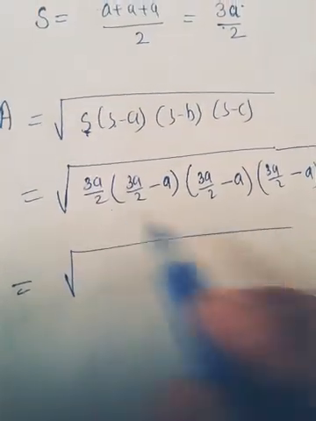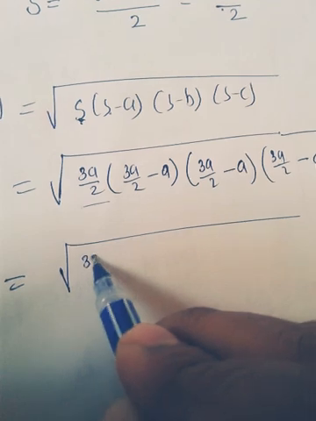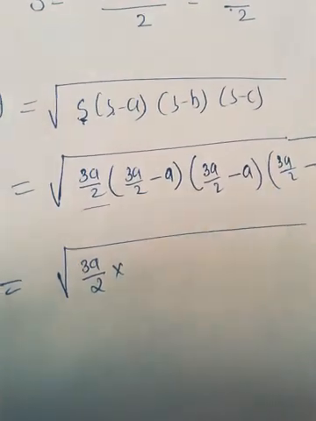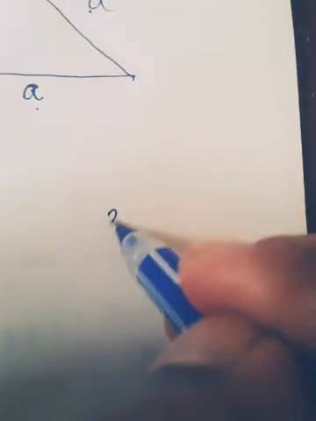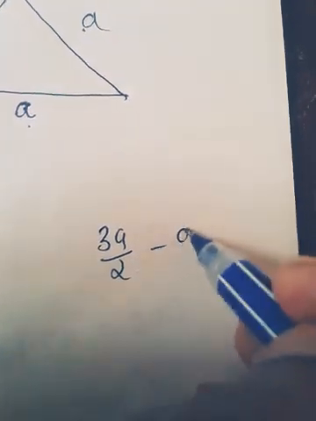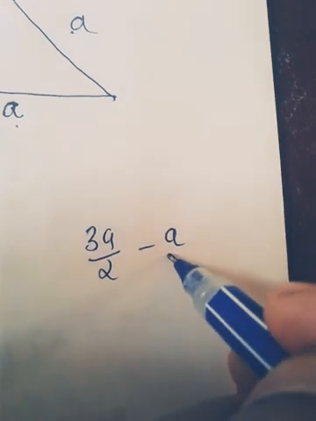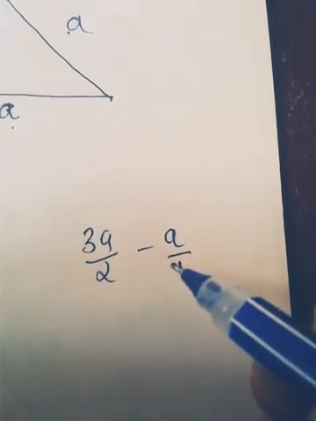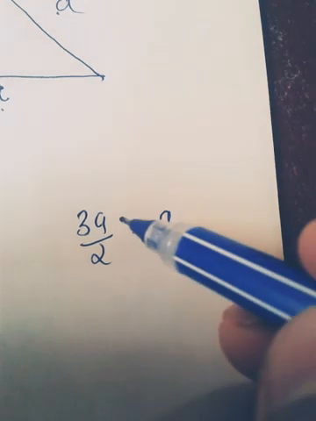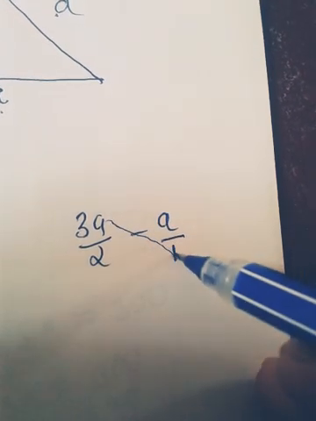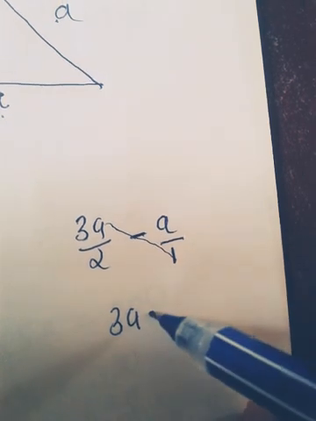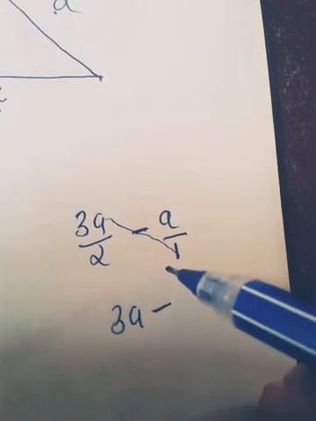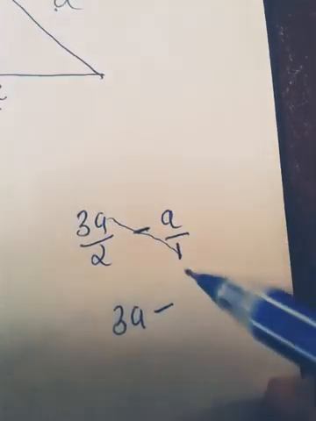It becomes the square root of this 3A by 2 as it is. What is this? Let me calculate. What is it? 3A by 2 minus A, no? I am giving the denominator as 1 here for better calculation. Now you can cross multiply. 3A into 1, what is 3A into 1? 3A. This sign as it is, minus. We know how to cross multiply. This is the way for subtracting two fractions.